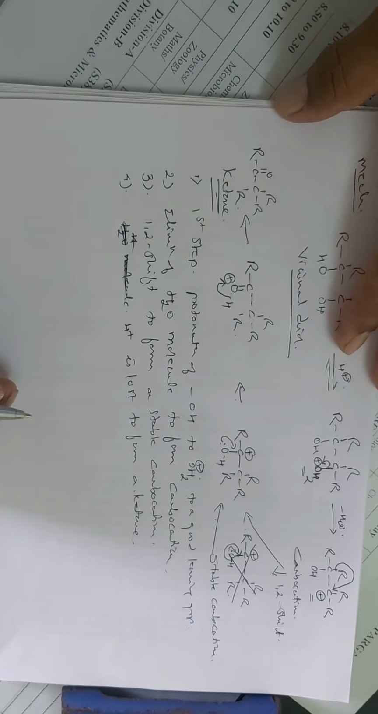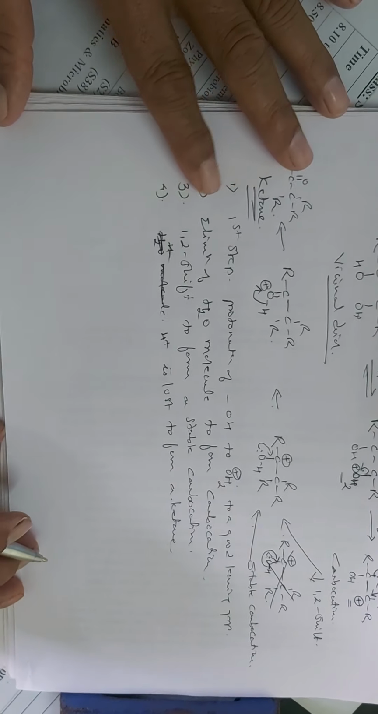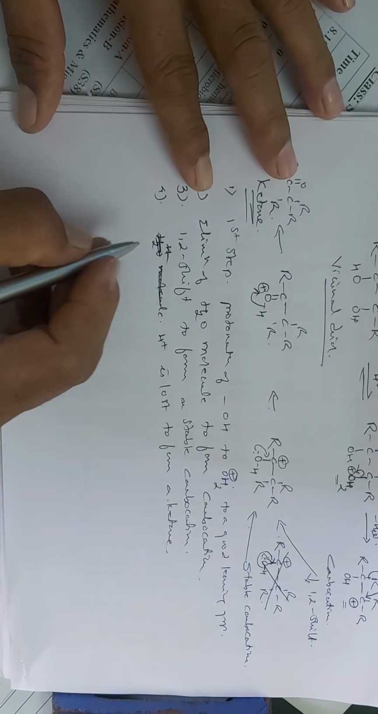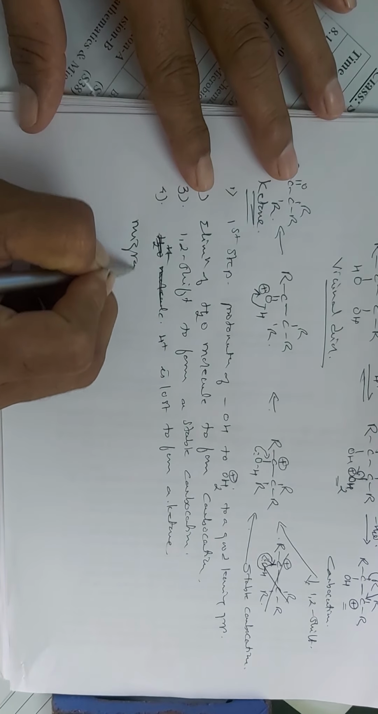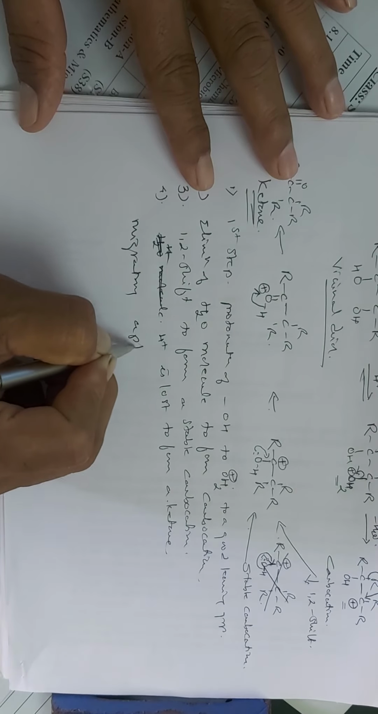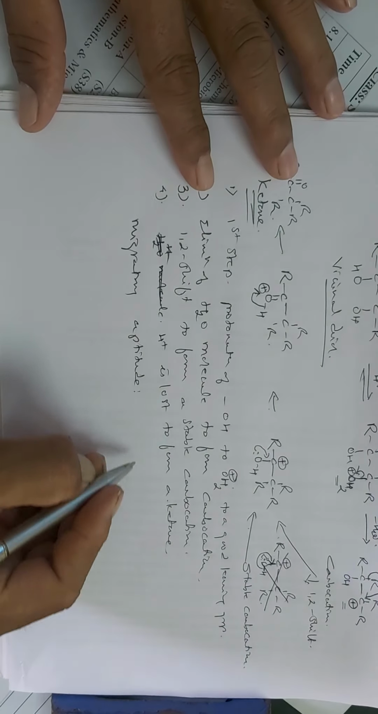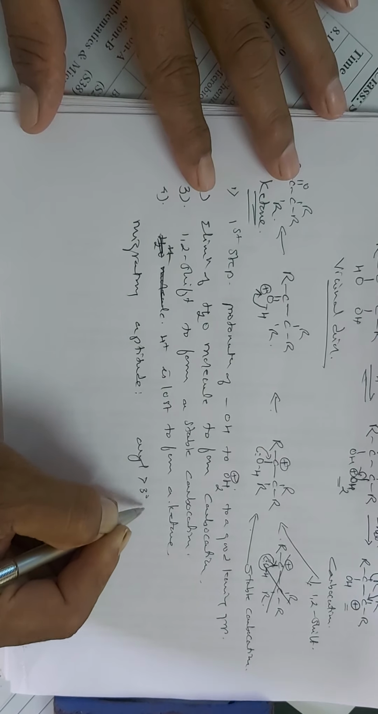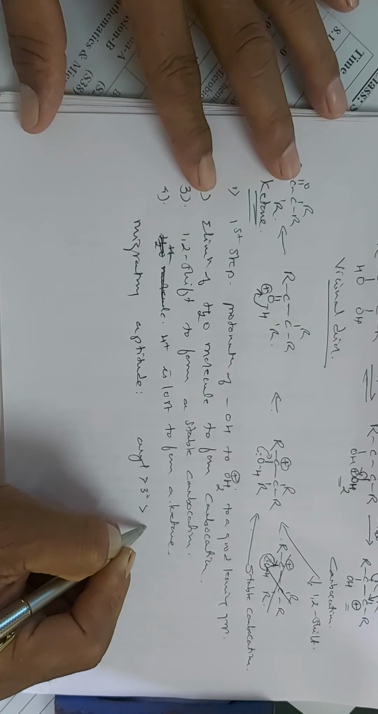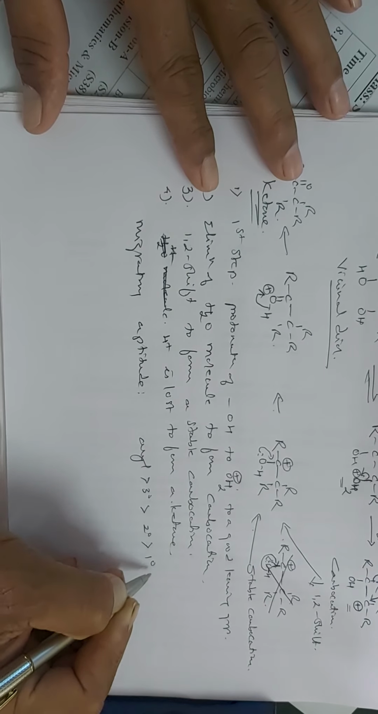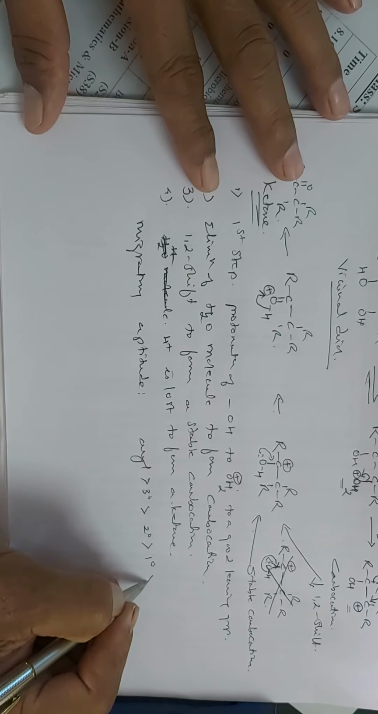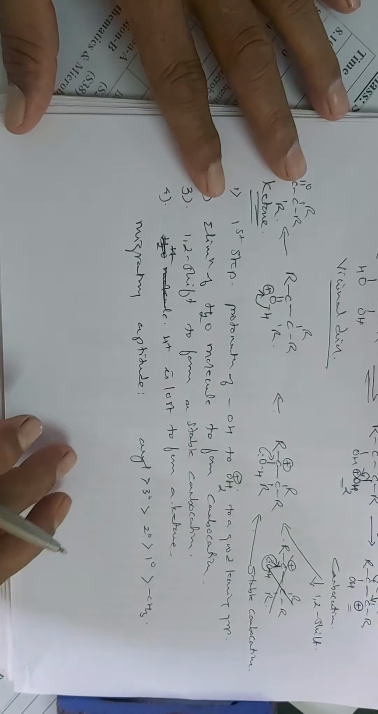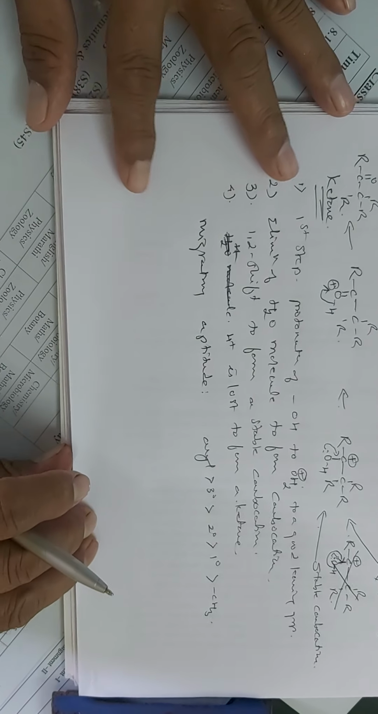In this way, this reaction proceeds. Now, which groups have the migratory aptitude? The migratory aptitude is in the way that the aryl group migrates faster than the tertiary alkyl group, which migrates faster than the secondary alkyl group, which migrates faster than the primary, which migrates faster than the methyl group. In this way, the migratory aptitude has been seen here.